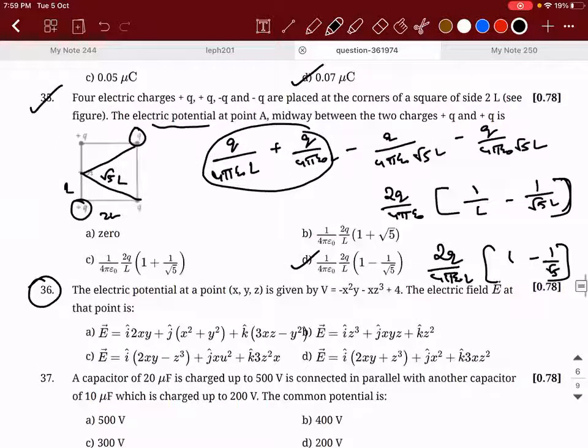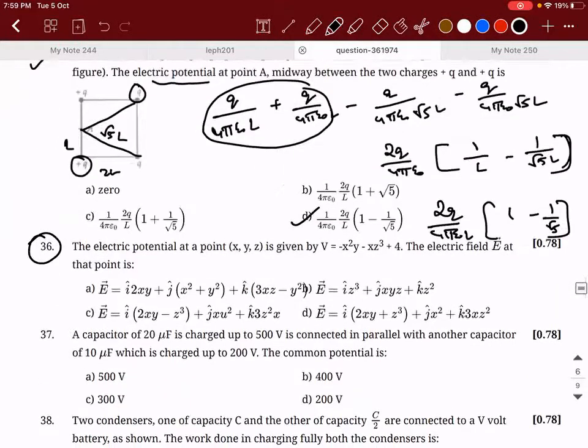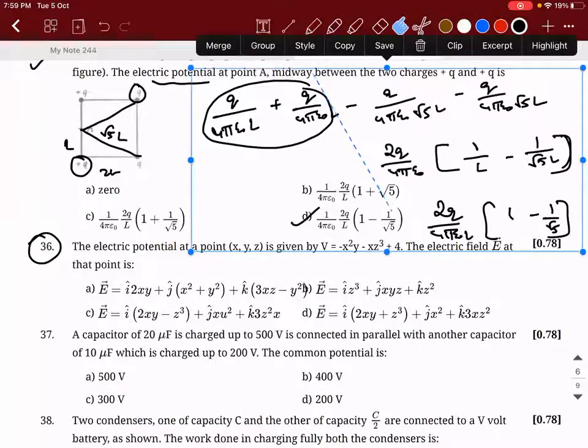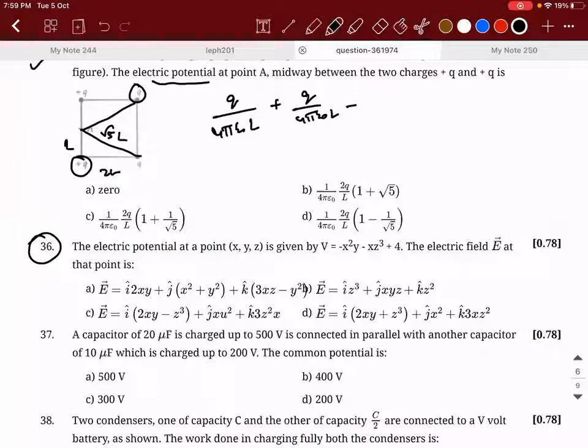So 36. Those who solved the previous assignment which I gave will be able to solve this. But others, how to do this? We have to partially differentiate. There is something called partial differentiation. Those who don't know, listen to this carefully. So electric field is equal to minus dV by dr, correct?